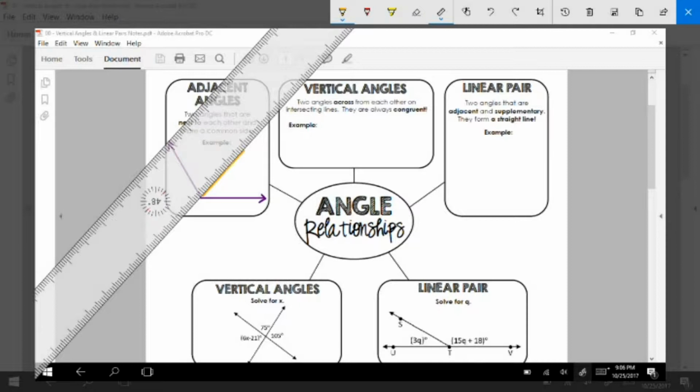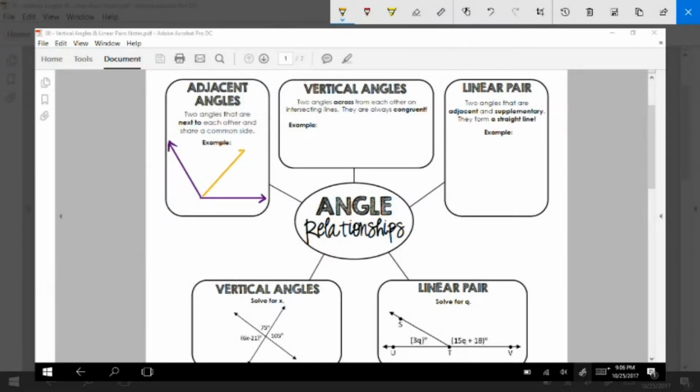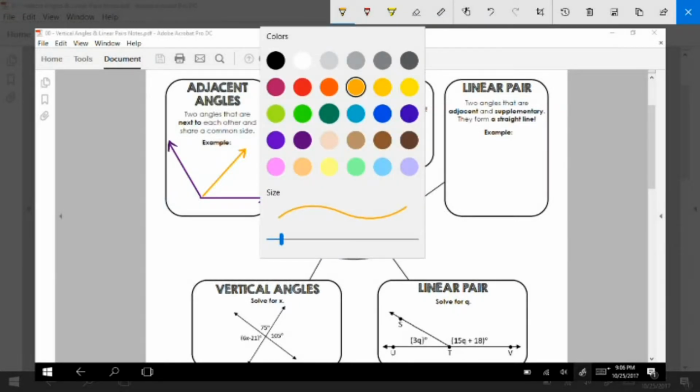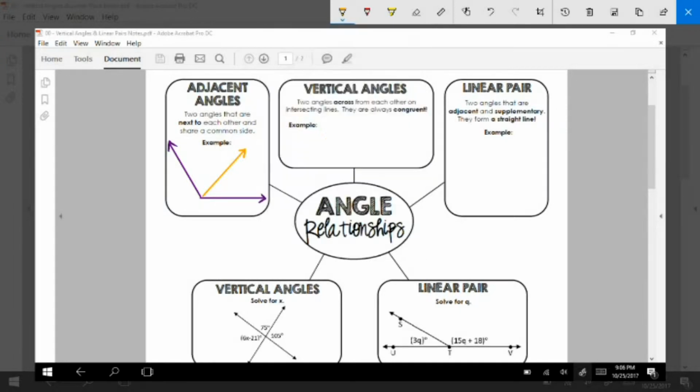Right here. So notice these are two angles because look, here's angle 1 and here's angle 2. These are adjacent angles because they're next to each other. 1 and 2 are next to each other and they share a common side. They share that orange ray. They share that side. So these are, what are they? Adjacent angles. All right, moving on.